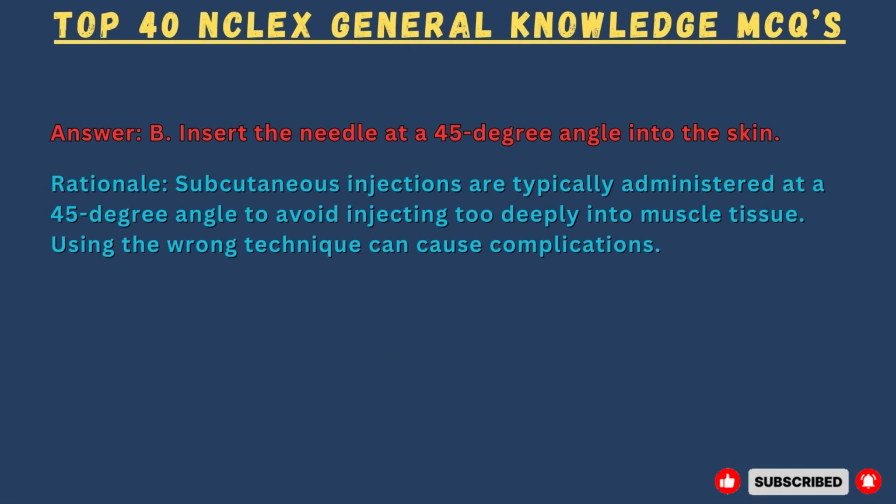Answer: B. Insert the needle at a 45-degree angle into the skin. Rationale: subcutaneous injections are typically administered at a 45-degree angle to avoid injecting too deeply into muscle tissue. Using the wrong technique can cause complications.